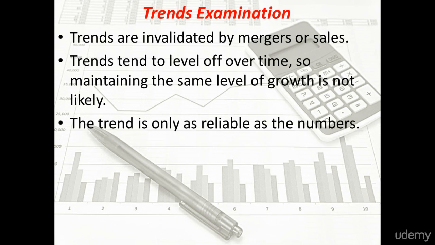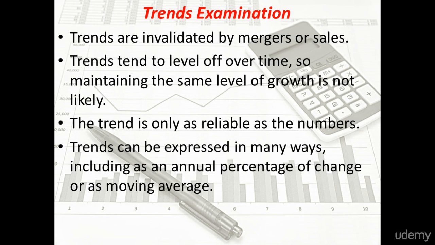The trend is only as reliable as the numbers. If the numbers used as the base for trends are correct, then the trend is a reliable summary of what is taking place. However, if the numbers are wrong, so is the trend. This is one reason that manipulation of the financial results is so destructive.